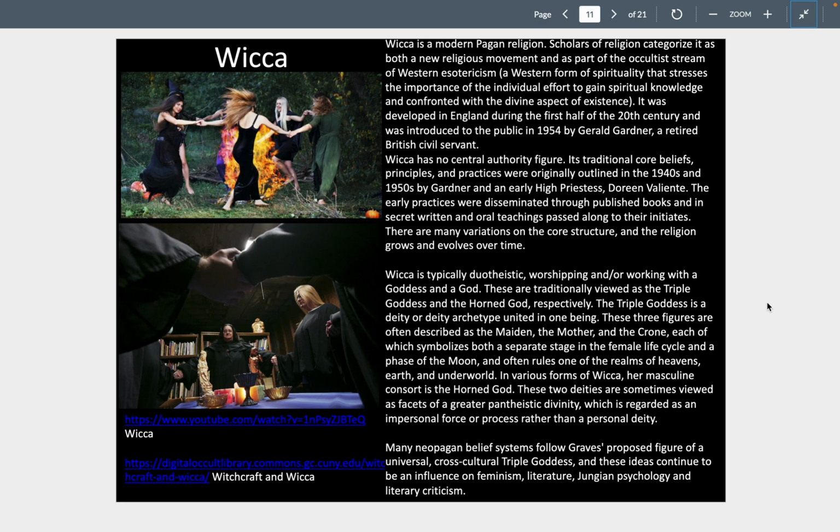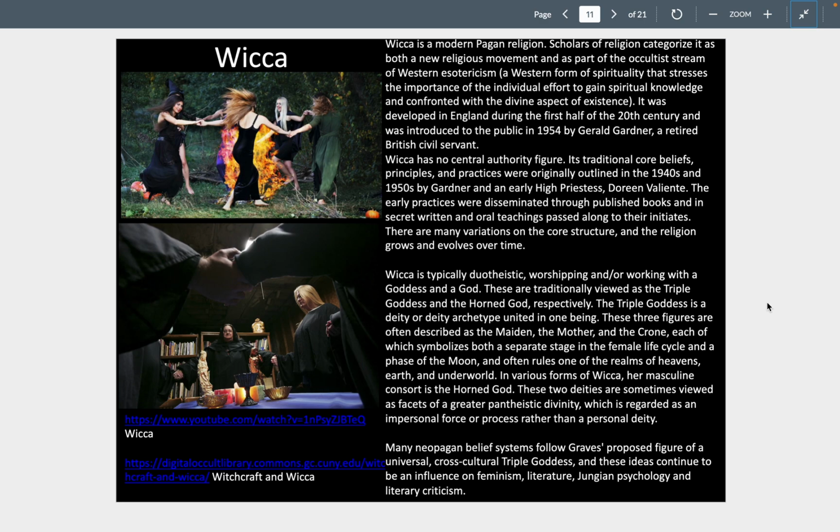We're looking at a duotheistic type of religion, worshiping and or working with a goddess and a god. So this idea that there's a male and a female that's necessary for this magic to work, think about that going back to the Greeks and the gods of Olympus, where there were 6 male, 6 female gods, right? The idea of procreation that is seemingly connoted inside of the way that the religion is put together.